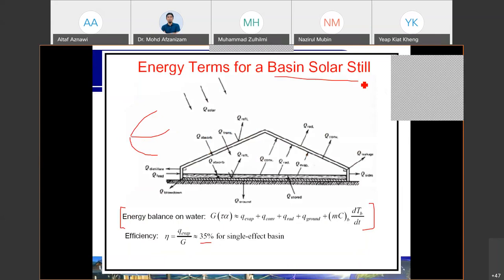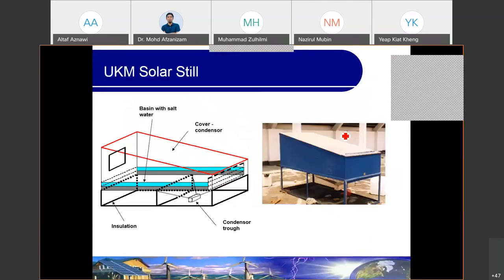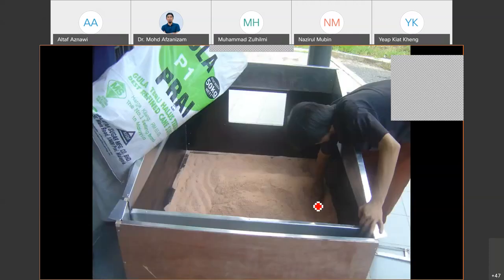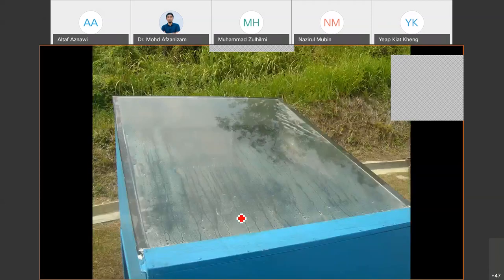So let's do it. This one I take from the UKM sample, which shows how they create the proper still chamber to produce distilled water. Basically with the salt water, our condenser through insulation. This is the manufacturing process of this water. Can you see this one? This is the water over here, the water that we harvest from the distilled water. It is very pure water. It is like evaporated water, but we segregate the salt from the water.